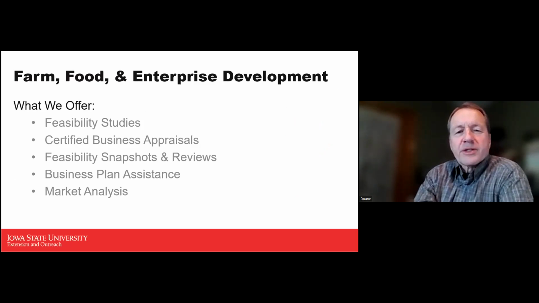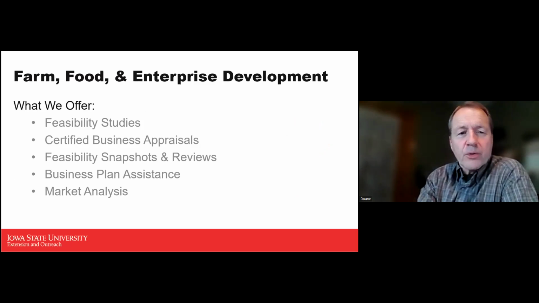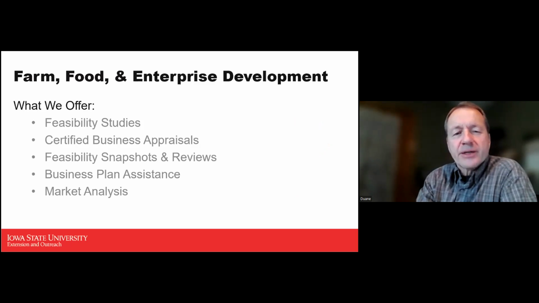So farm, food, and enterprise development, we do offer a variety of things. I'm going to run through those real quick. First of all, USDA programs often will require a third-party feasibility study.